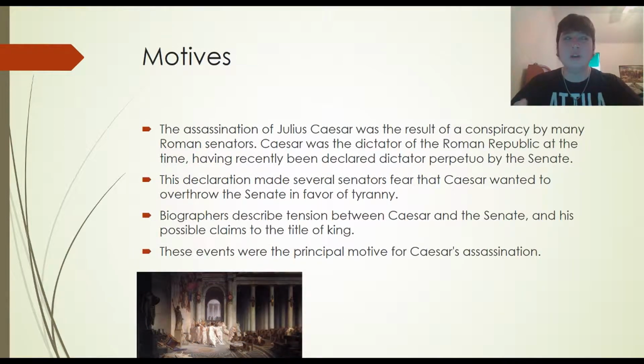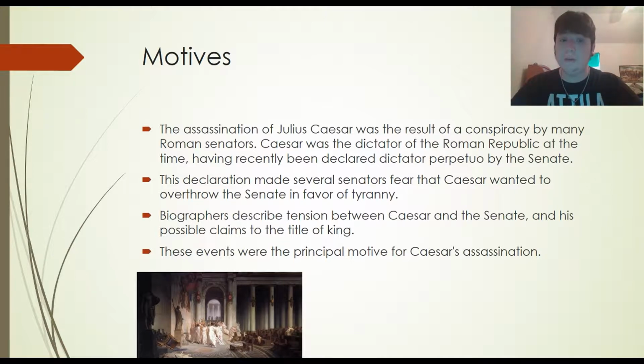So what were the motives to kill such a man as Julius Caesar, you may be wondering? Why slay Caesar? Well, the assassination of Julius Caesar was a result of a conspiracy by many Roman senators, believed to be anywhere between about 40 to about 60. Caesar was the dictator of the Roman Republic at the time, and he had been recently declared dictator perpetuo by the Senate, which gives him the legal right and power to be dictator for a certain amount of time. I can't remember off the top of my head.